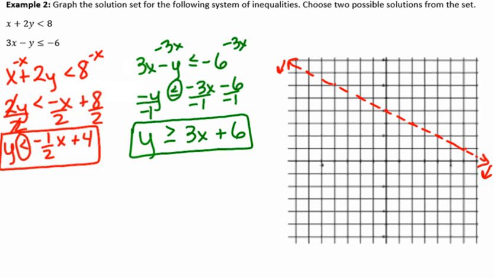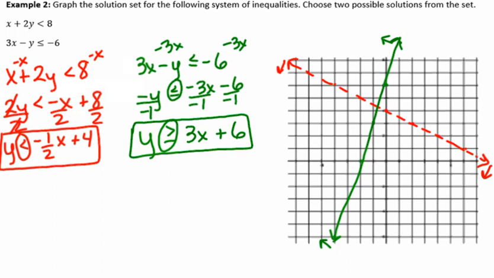My green inequality, y-intercept of 6. And my slope is a positive slope, so 3 over 1. I'm going to go up 3 over 1. My inequality does have an equal sign, so this line would be solid. And it's y is greater than, so I want to be shading above this green line.